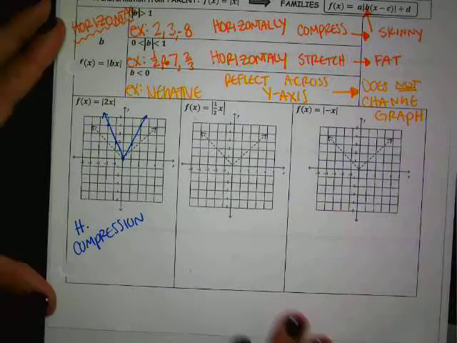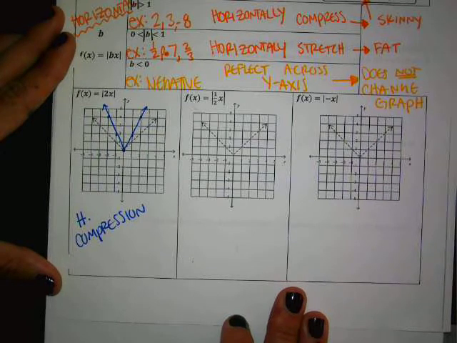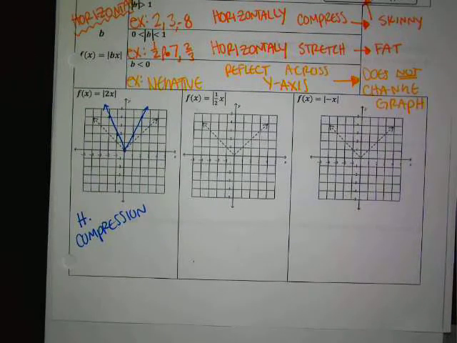So wait, when the numbers are on the outside, then vertical. We'll do the same thing. Your graph would look the same, but you describe it differently. All right, so the big thing here: outside stuff is vertically changing. Outside is vertical. Inside is horizontal. Outside is vertical. Inside is horizontal.